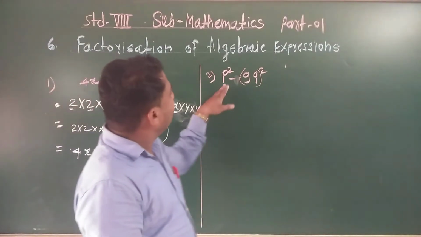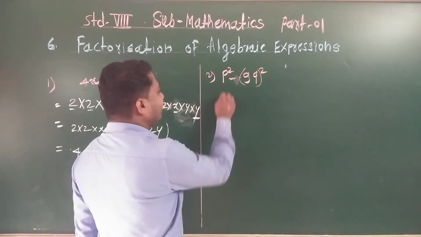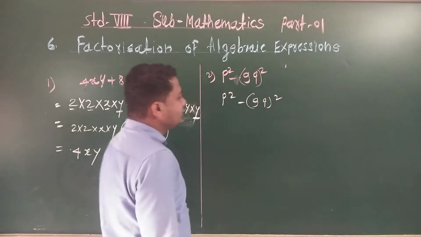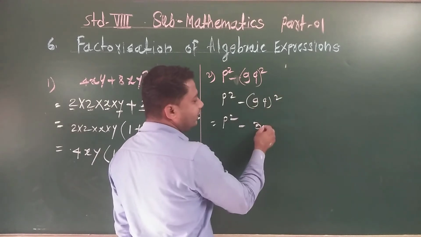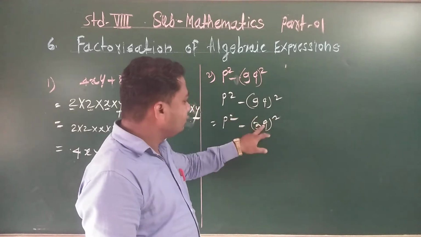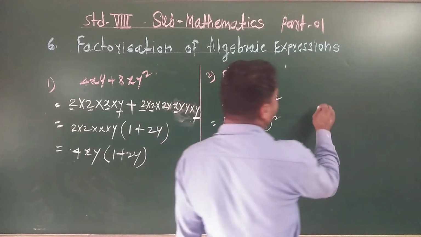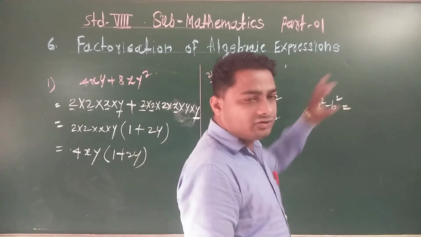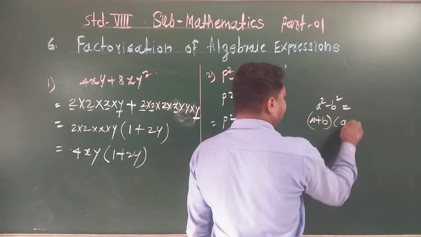Now second example, p square minus 9q square. So p square minus 9q square. Here p square minus 3 square times q square, since 9 is 3 square. Okay, so 3 square is equal to 9, q square is equal to q square. Here use the identity a square minus b square. So do you know a square minus b square is equal to a plus b and a minus b.